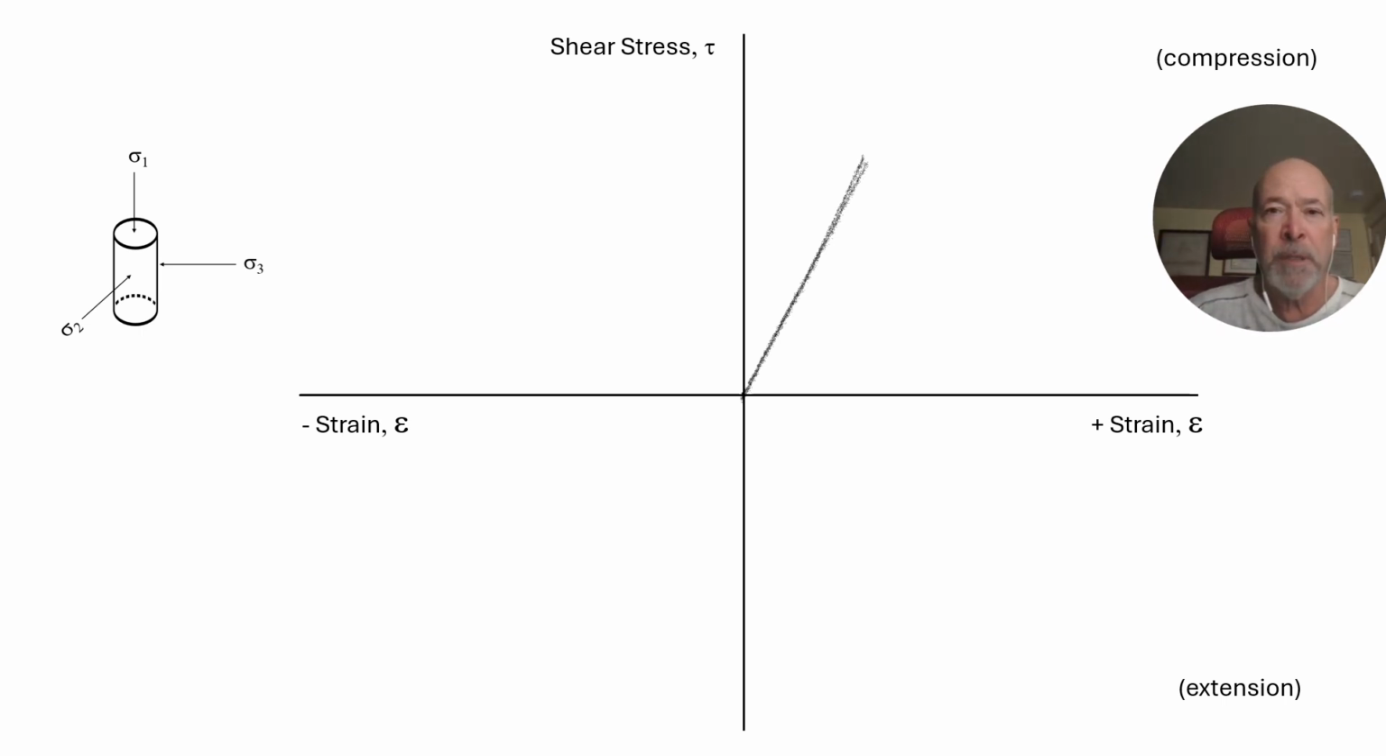We could also do the same thing in extension. And if we do that, we have a stress reversal. So we've gone from a positive strain to a negative strain. We've gone from compression to extension. There's been a stress reversal. So it's still acting elastically. It still went up and down on the same straight line, ended up at the origin, so there hasn't been any plastic deformation to that sample at all.